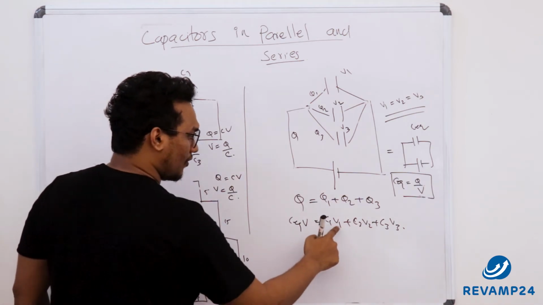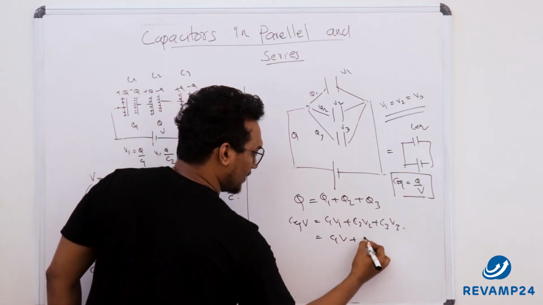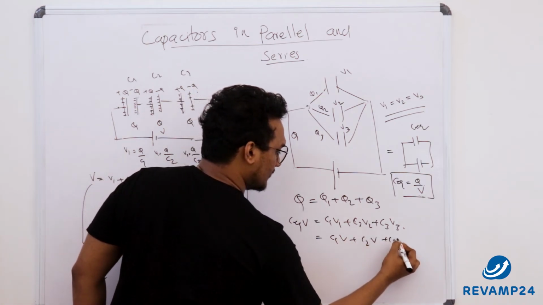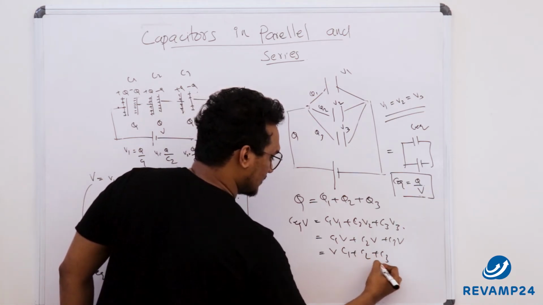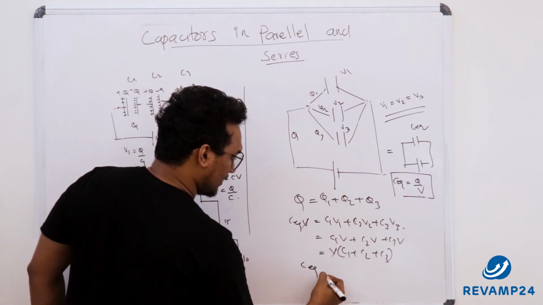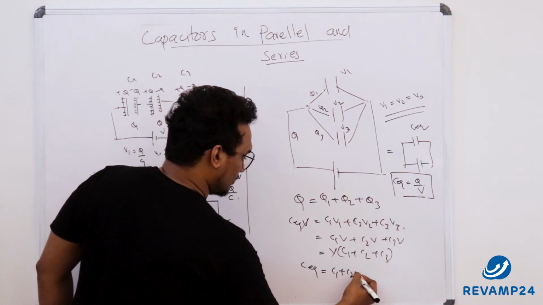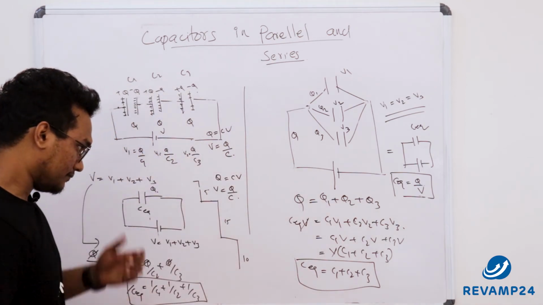Now all V1, V2 and V3 are the same, right? So this will be C1 V plus C2 V plus C3 V. I can take V in common: C1 plus C2 plus C3. These V will cancel. C equivalent is equal to C1 plus C2 plus C3. This is another important relation.